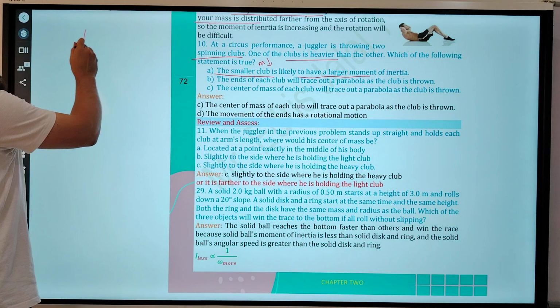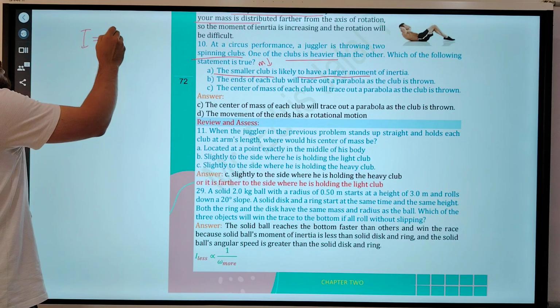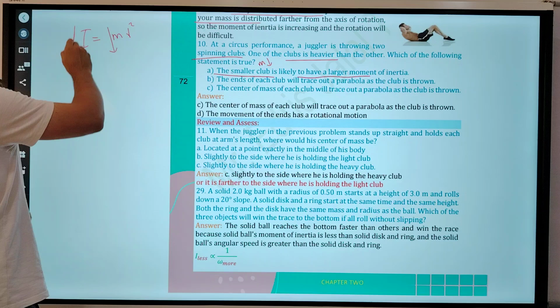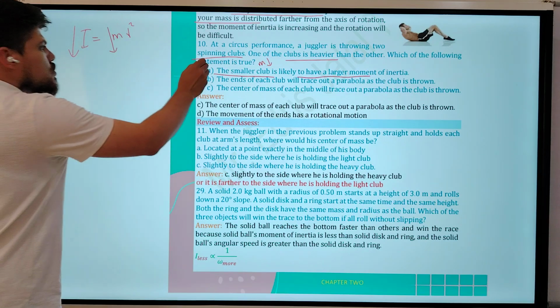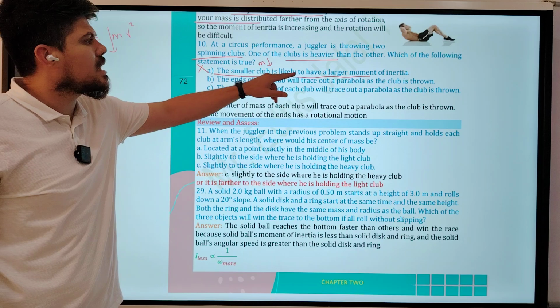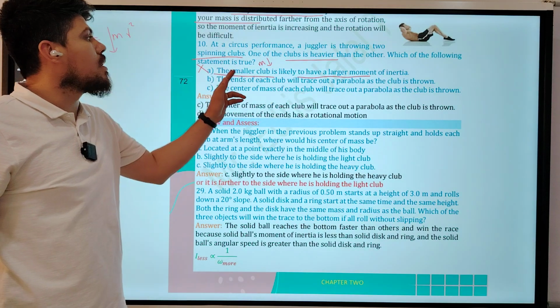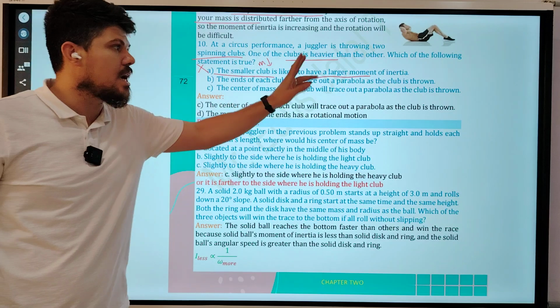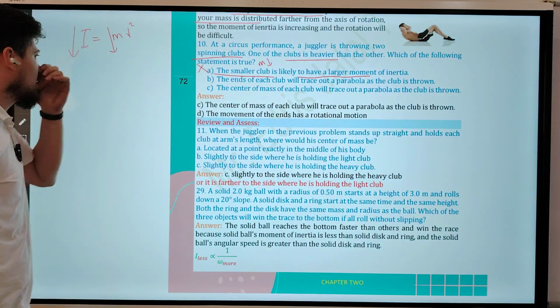No. Why? Because moment of inertia is equal to mr squared. Less mass, less moment of inertia. So that is why A is incorrect. The smaller club is likely to have a smaller moment of inertia, not larger. That is why A is wrong.